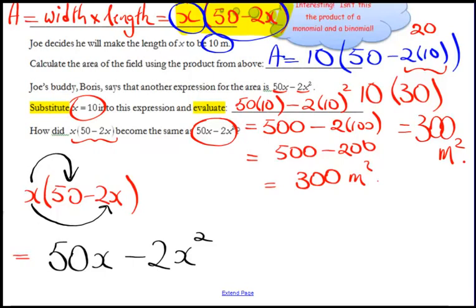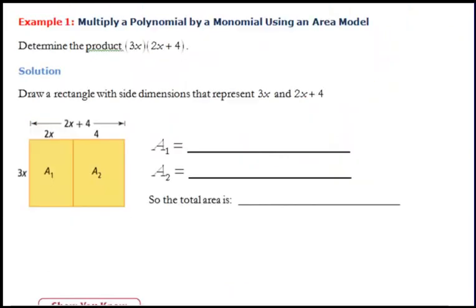All right, let's go through and do some examples. So let's flip over to the next page. In example number 1, we're multiplying a polynomial by a binomial using an area model. Now, we've got a monomial, 3x. So on our area model, we'll let the 3x represent that length down there. The second part is a binomial, so the 2x can be that part, and then the plus 4 can be this length along here.